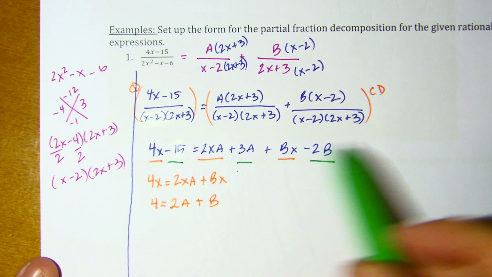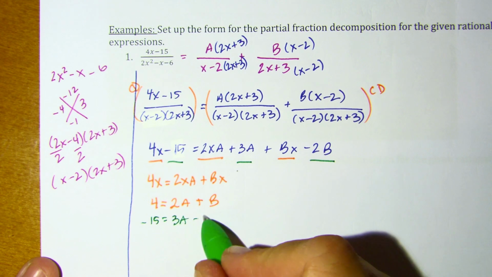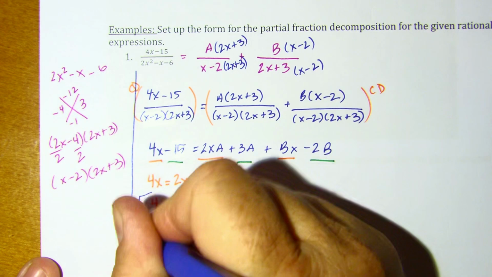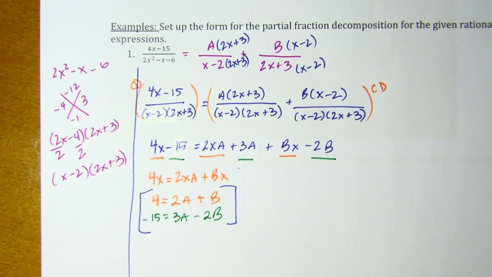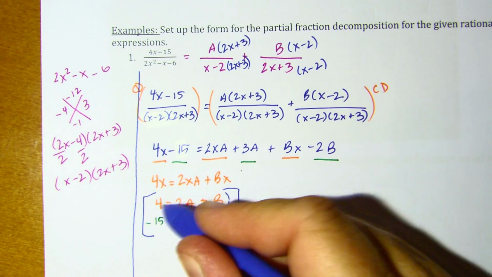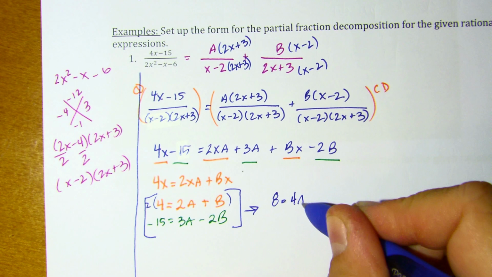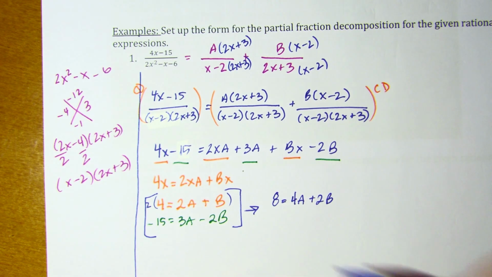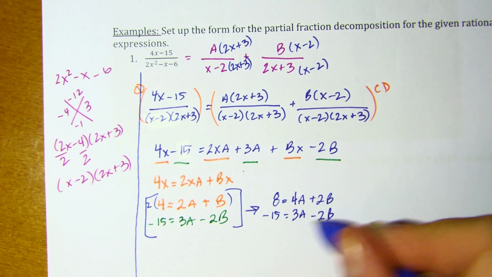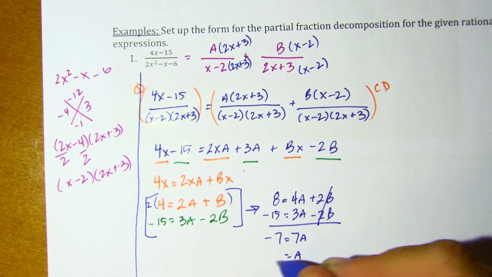If I look at the constant parts here, I have negative 15 equals 3a minus 2b. And now if you just look at those two pieces, what we have here is a system of equations with two variables. I have two equations and two variables. So if I multiply this top equation by 2, then I have 8 equals 4a plus 2b. And the bottom equation is negative 15 equals 3a minus 2b. Adding those together, the b's cancel. I have negative 7 equals 7a, so a equals negative 1.